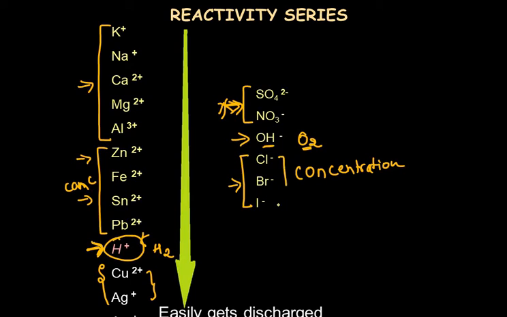If the solution is highly concentrated, then these ions will easily get discharged at the anode. But if the solution is very dilute, then hydroxide ion will get discharged and oxygen is going to form as a product at the anode. I hope the preference of discharge of the cations and anions is very clear, otherwise you can pause the video and re-understand it. Let's go ahead with the examples of electrolysis of aqueous solutions.